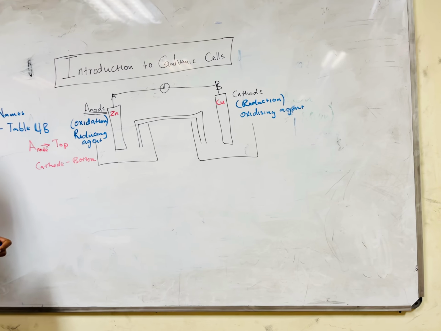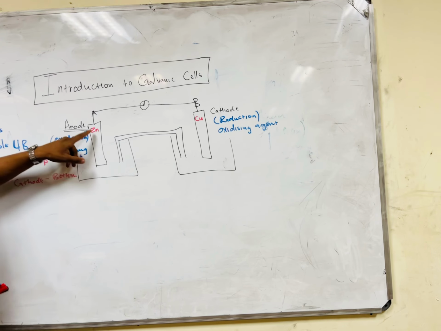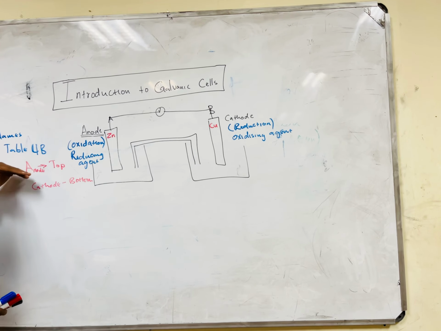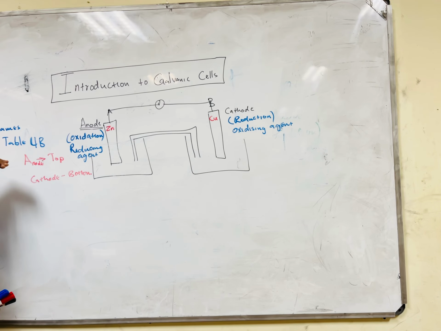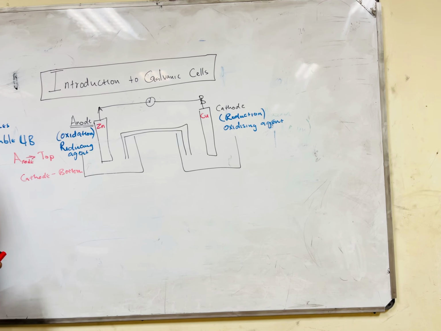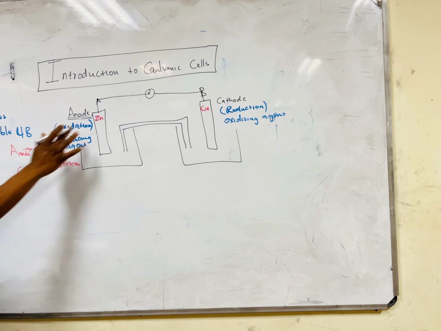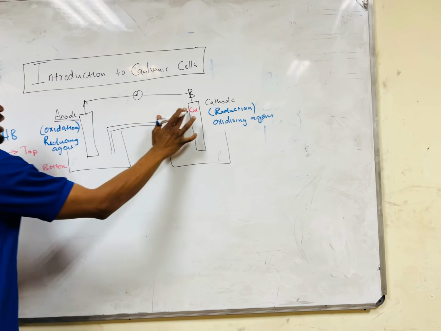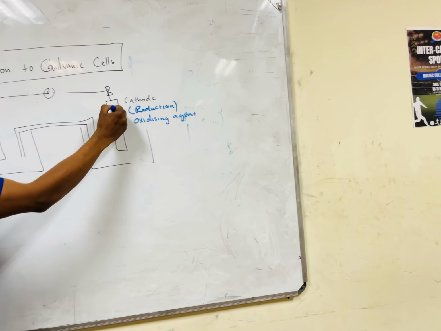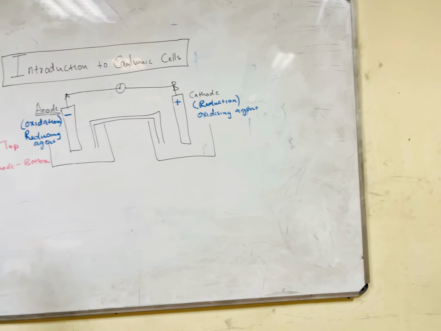So in this case, we gave you the names. If you are given the names, we use table 4b. The top half reaction is the anode and the bottom half reaction will be the cathode. Now let's assume that you are not given the names. Instead of giving you the names, they give you negative and plus, and they say identify electrode A or B.